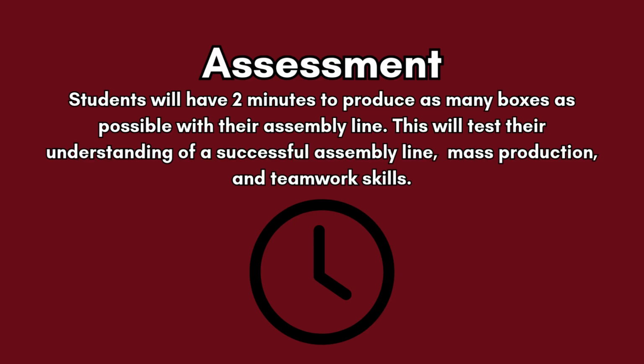Once you have the finished taped up box, you can draw your 3 circles on the side. It does not have to be like this specifically. You just need 3 even-sized circles drawn on each and every side. So for the assessment, students will have 2 minutes to produce as many of these boxes as possible with their assembly line. This will test their understanding of a successful assembly line, mass production, and teamwork skills.